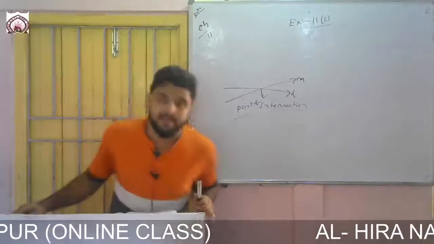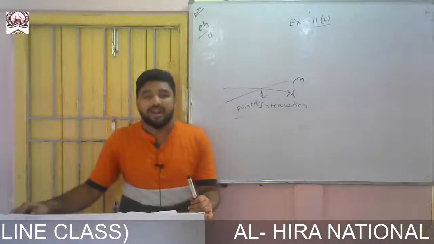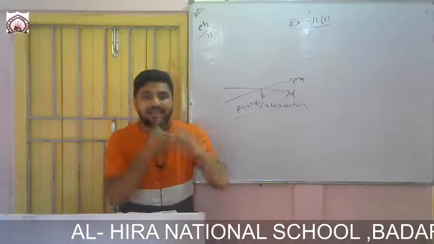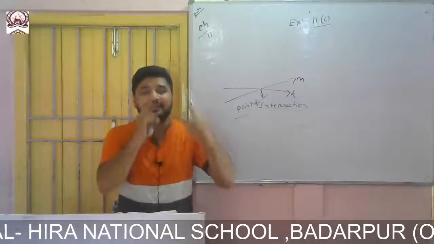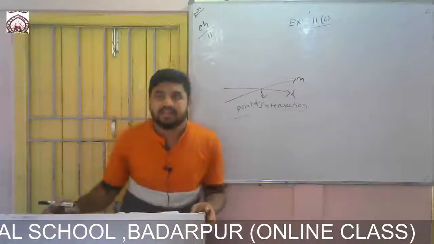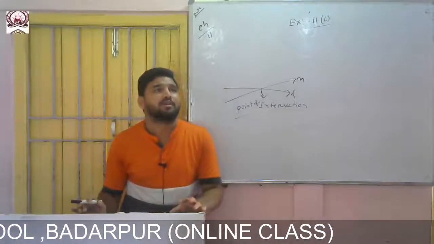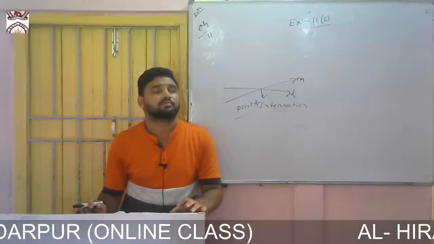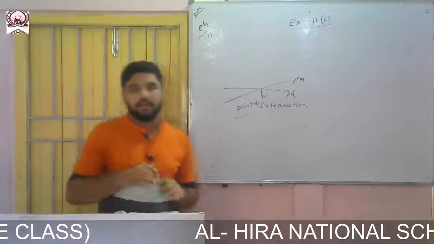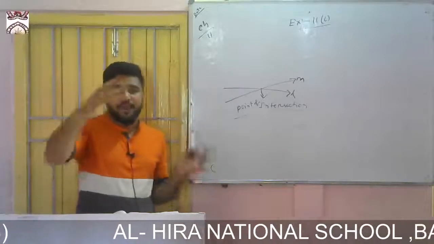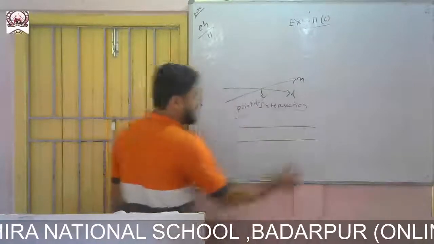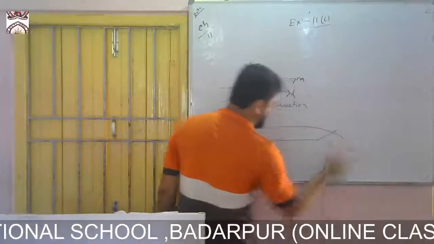Now what are parallel lines? Whenever two lines never meet each other, that means they never intersect, then we can say that they are parallel lines. If I take the example of a railway line, a straight portion of a railway line, the railway line goes like this. That means they never intersect.